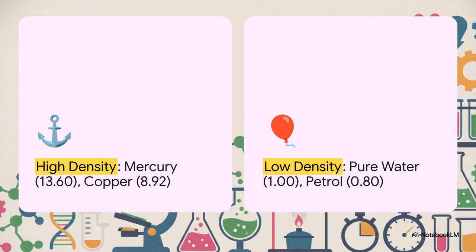But look over at the lower density materials. Petrol is 0.80, ice is 0.92, which you'll notice is just slightly less than water. And cork? Cork is so incredibly low in density that it will happily bob at the very top of almost any liquid you put it in.